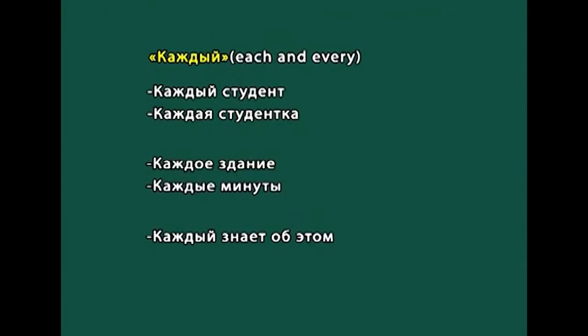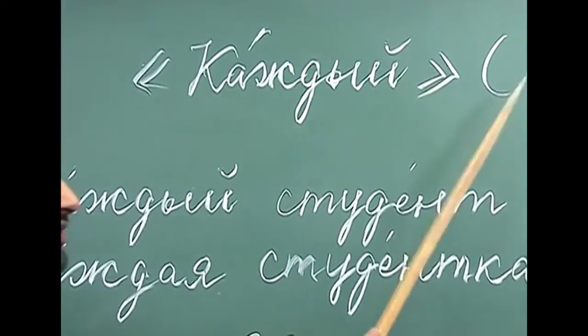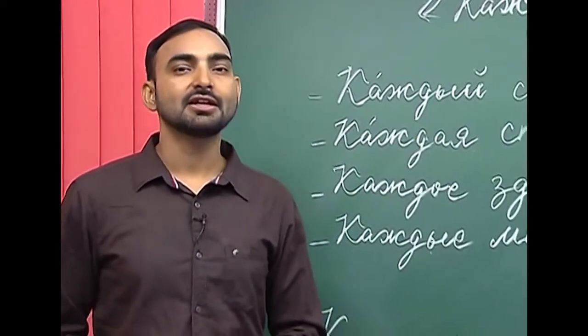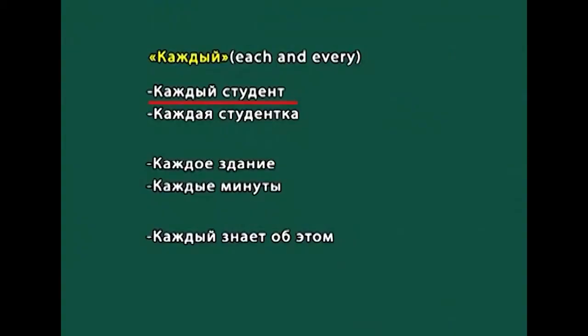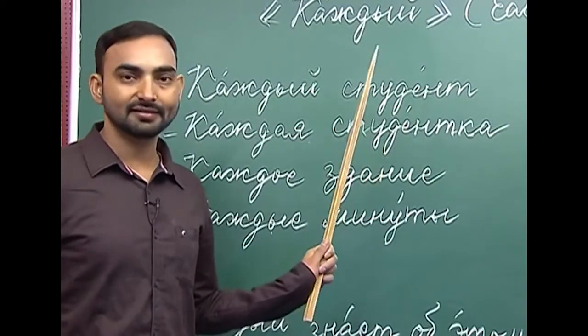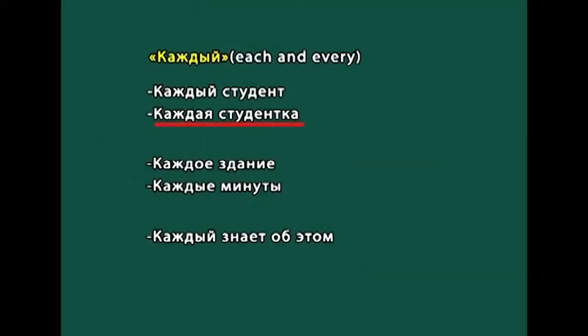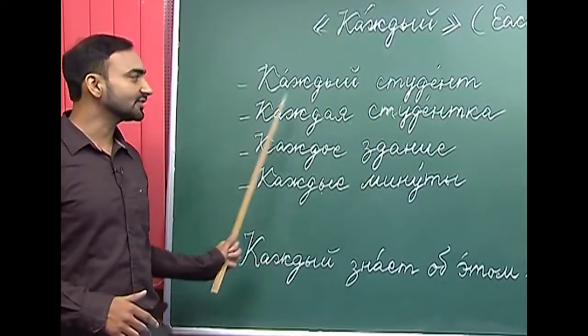Now let us learn a word kashti. Kashti, as you can see, has an adjective ending i and i kratkoe, and it means each or every. Since it is an adjective ending word, it also changes as per the gender and number of the noun it is used with. For example, kashti student. Student here is singular and masculine, that is why we have used kashti. Kashtaya studentka. Studentka is a feminine gender noun, that is why we have used kashtaya.